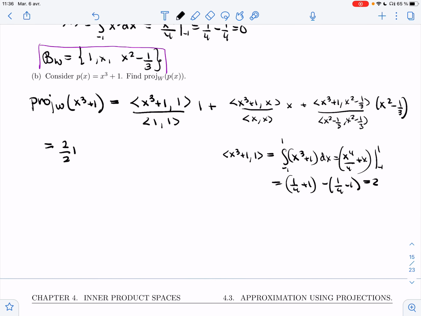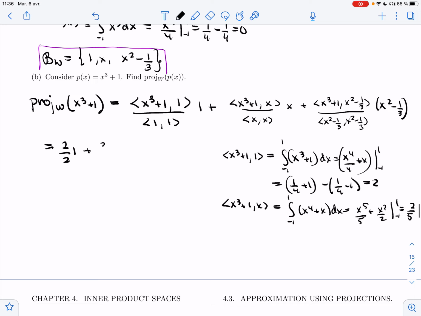All right, let's compute the next one here. If I use x cubed plus 1 times x, that's minus 1 to 1, x to the fourth plus x dx. I get x to the fifth over 5 plus x squared over 2. That's going to give me, this part is going to give me 0. The other one is going to be 1/5 twice, so 2 on 5. Right, so plus 2 on 5.